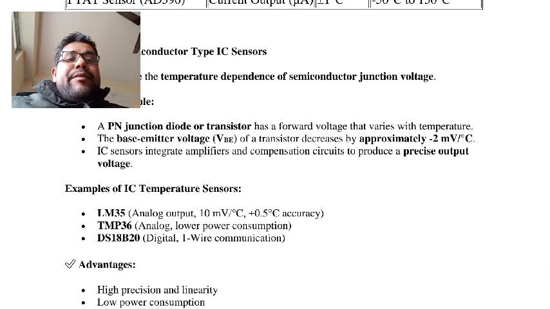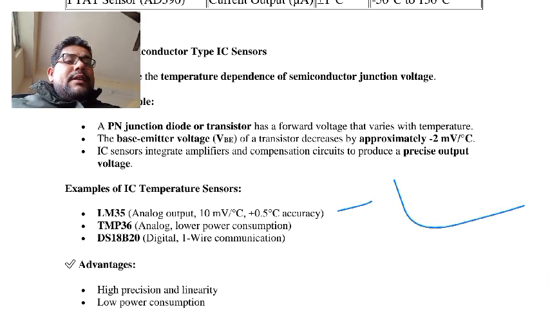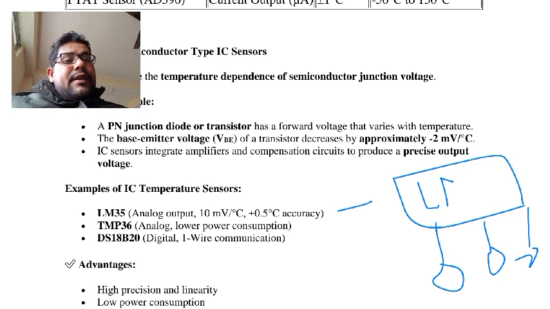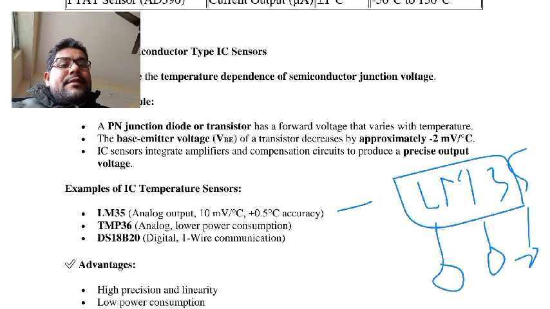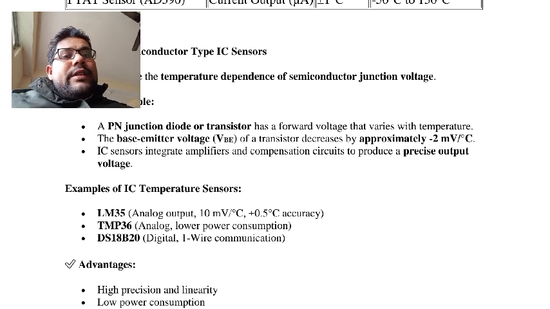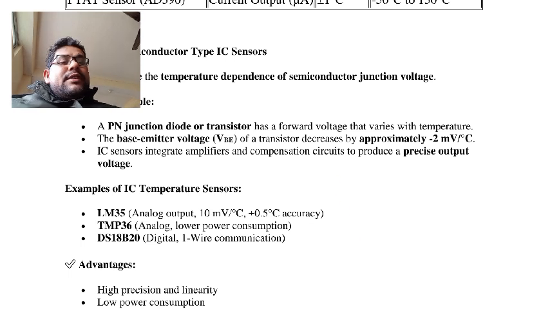Example, the LM35. This is the LM35, a 3-pin IC. One pin is for supply, one pin for output, and one pin for ground. Another is the TMP34, analog. This IC is analog, it provides an analog output. Analog output means the output is continuous with time.